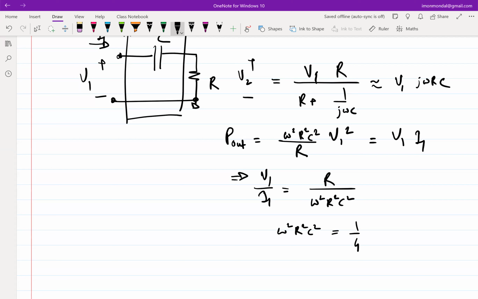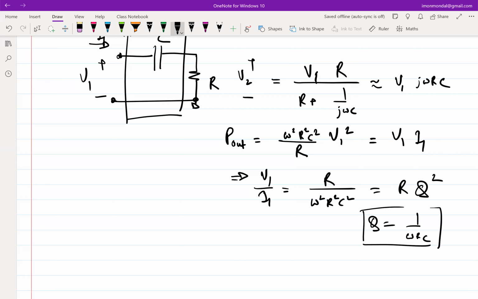I mean, if I take the example of the midsem, right? So if there is another generic term for 1 over omega square R square C square, that is called Q. So I will explain Q later on, but I can say that this is equal to R times Q square. Okay, so Q is equal to 1 by omega RC. So I'll come back to what Q means later on. Well, let's go with the fact that this is called Q.